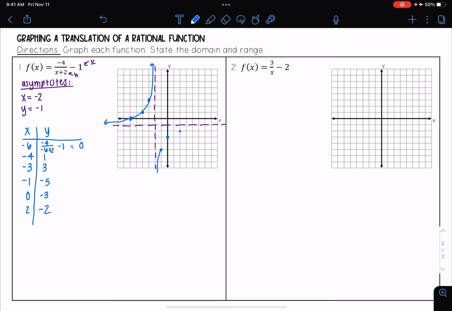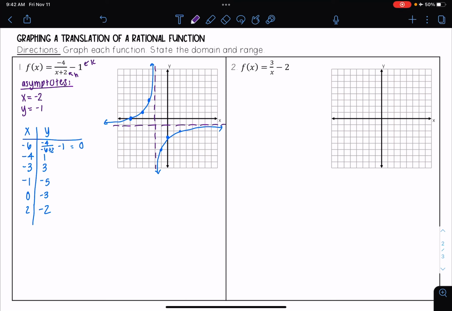So I'm going to follow along my asymptote, but I'm not going to cross it. And so this is my graph. And so we see that this graph is a translation 2 units left and 1 unit down of the function f of x is equal to negative 4 over x. Okay, let's look at one more.